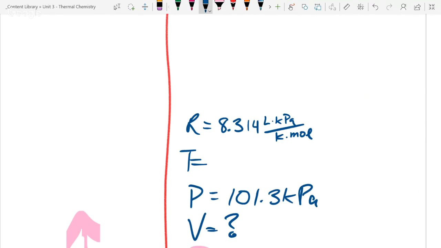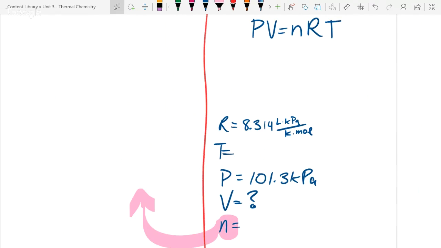But it'll always be on a test. It's always in the textbook. You can always look it up. And temperature in this case is what? 20 degrees Celsius. Can I use that in this equation? No, I need to use Kelvin. Does anyone remember how we convert from Celsius to Kelvin? Very good. Which gives us what?